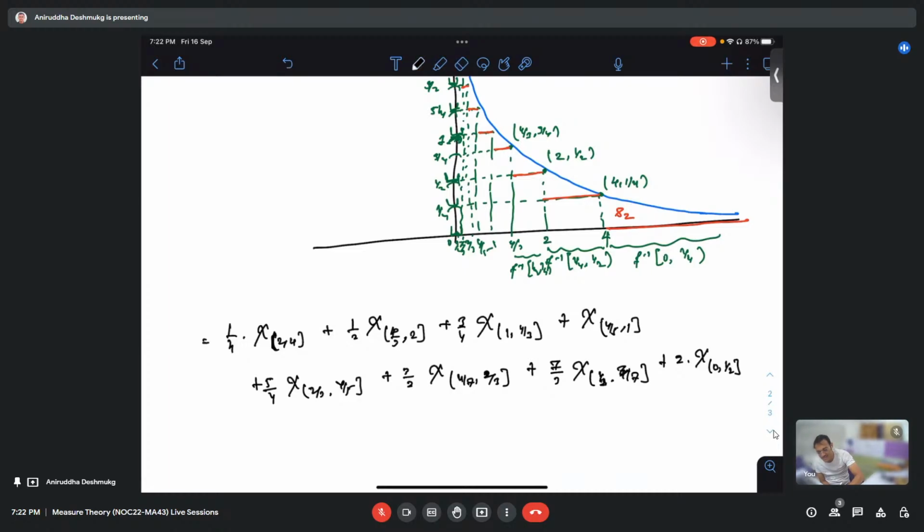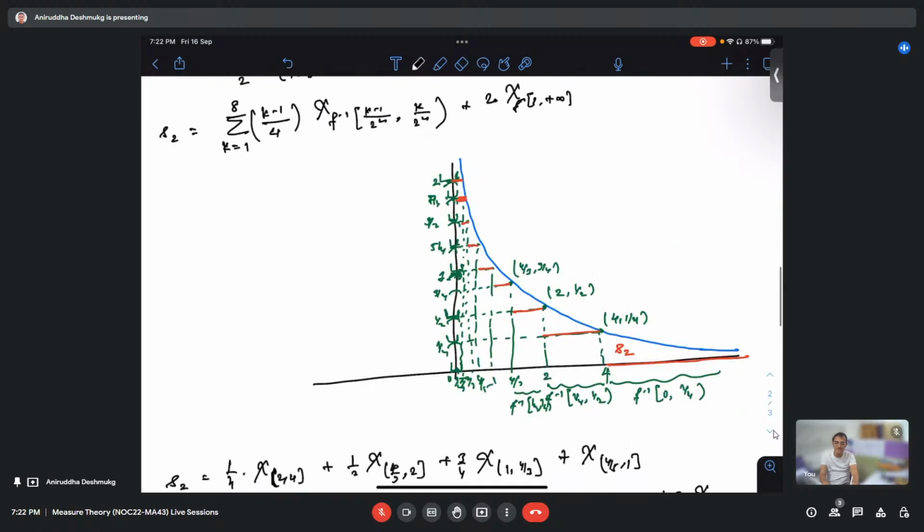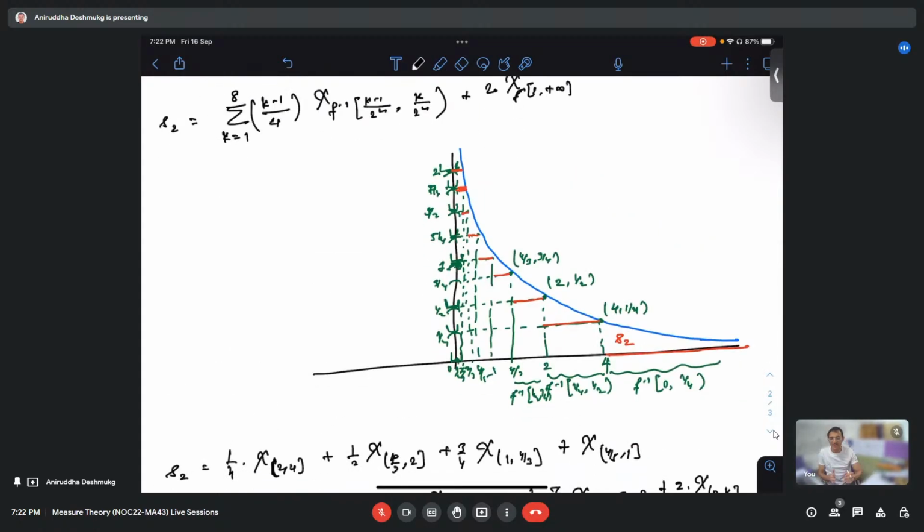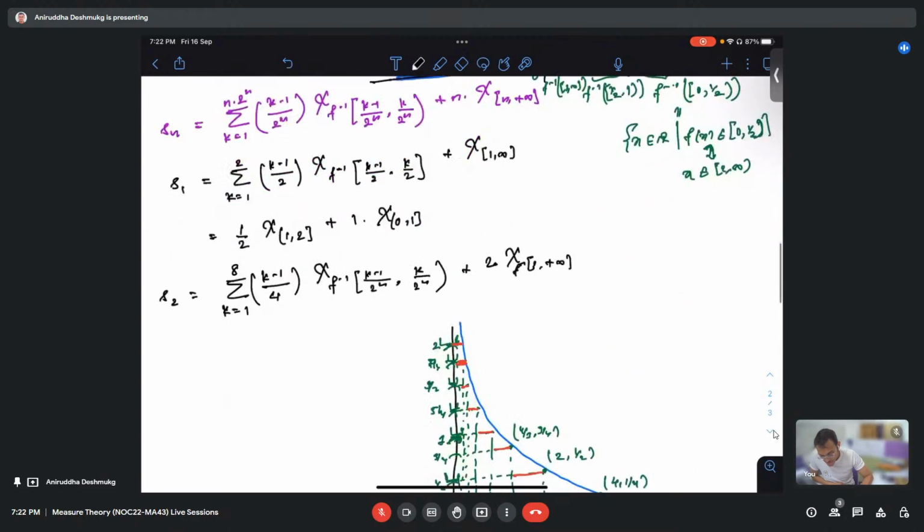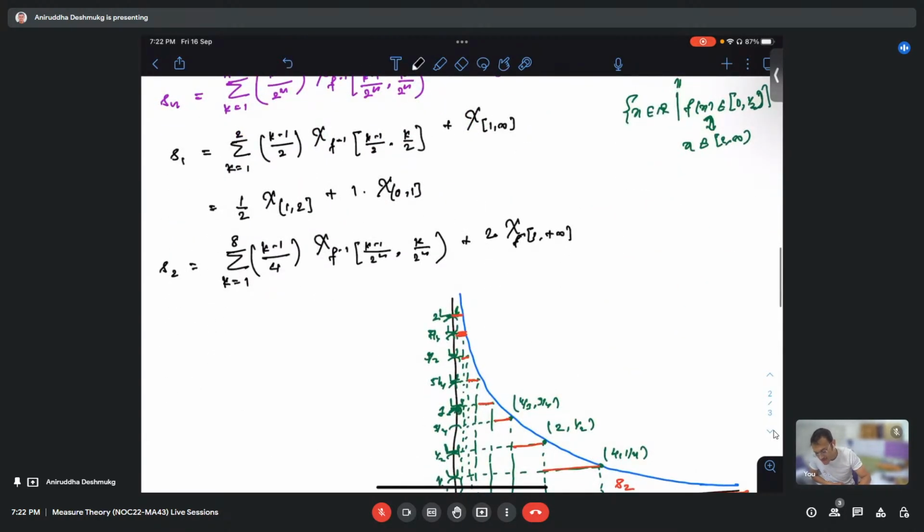One can similarly find S3, but it will still be a longer expression. So we are not going to do it here. But yeah, for visualization, one can try to make these rectangles again. Now what we want to do, at every stage, we want to look at the integral of Sn.